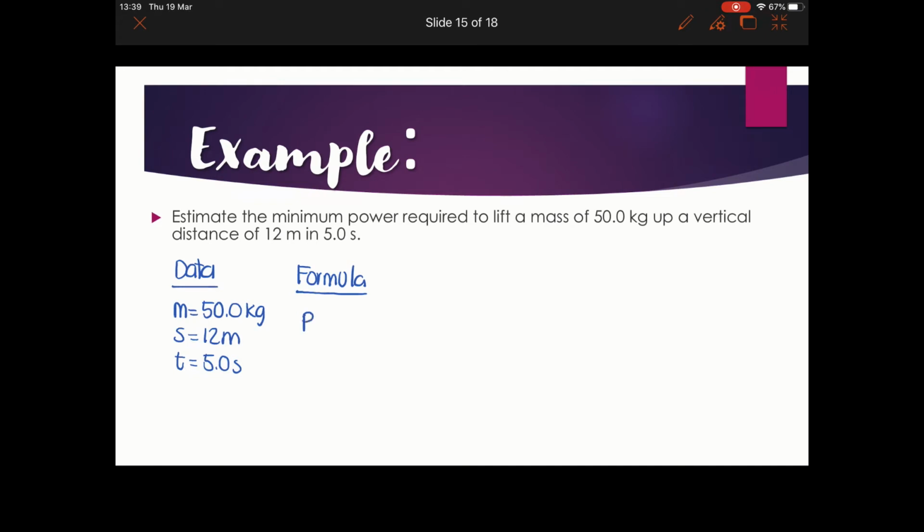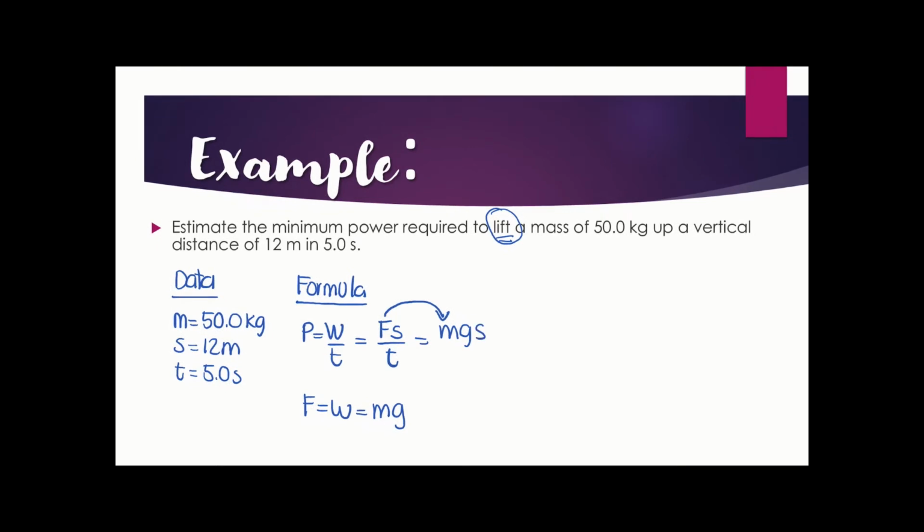Using the relations that we have to find power, we know that power is work over time, but we don't have work, so we can substitute it by the relation force times distance over time. Now, remember that we are going to use that power to lift a mass. So the force that has to be done to lift a mass is the weight of the object, and the weight is mass times gravity. So we are going to substitute force for mass times gravity, then the distance and time.